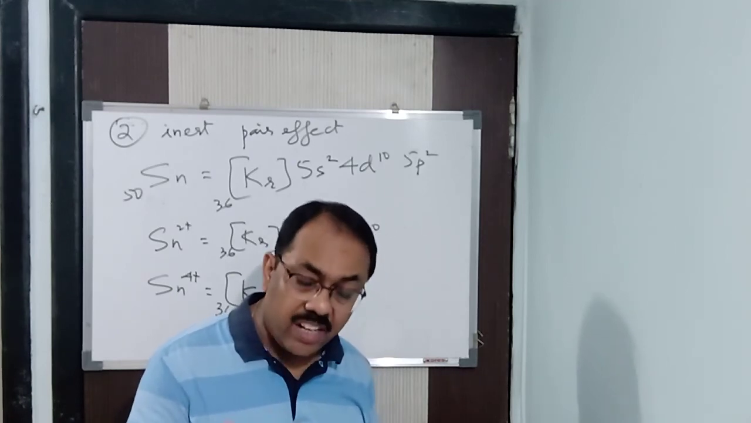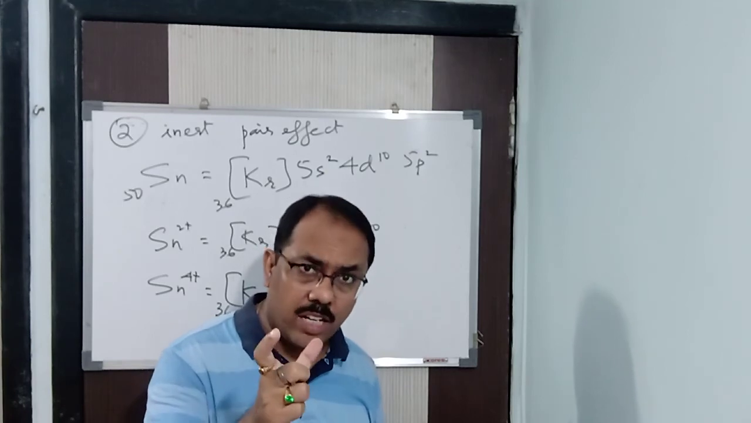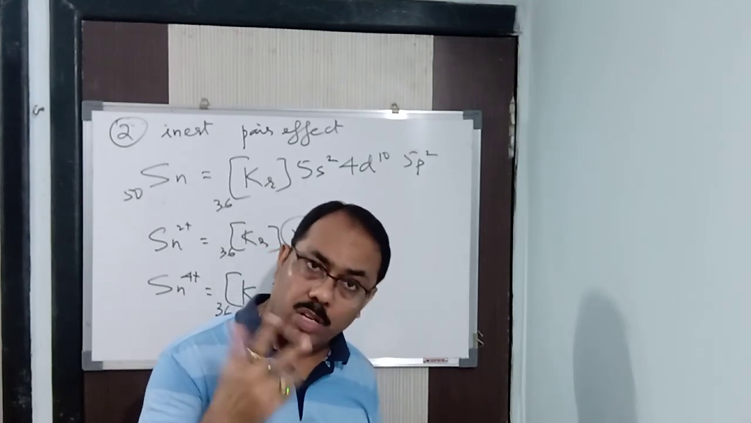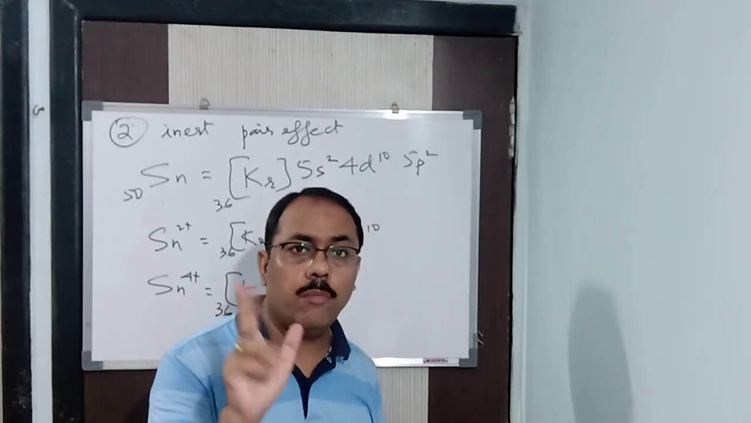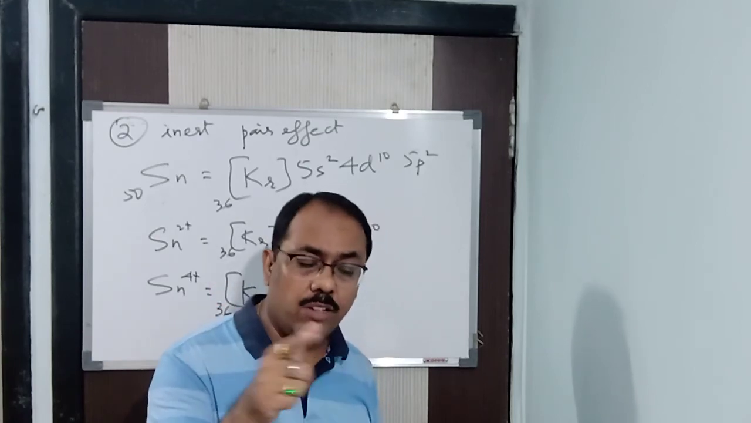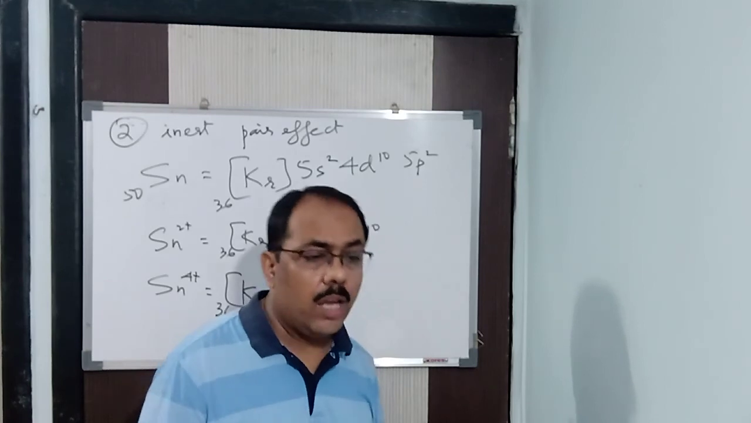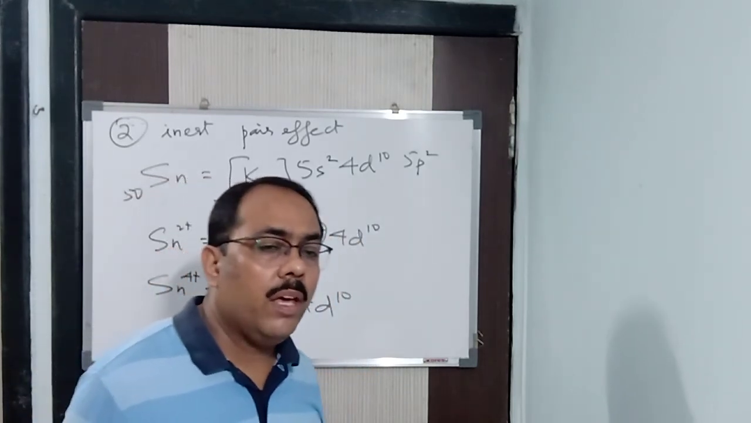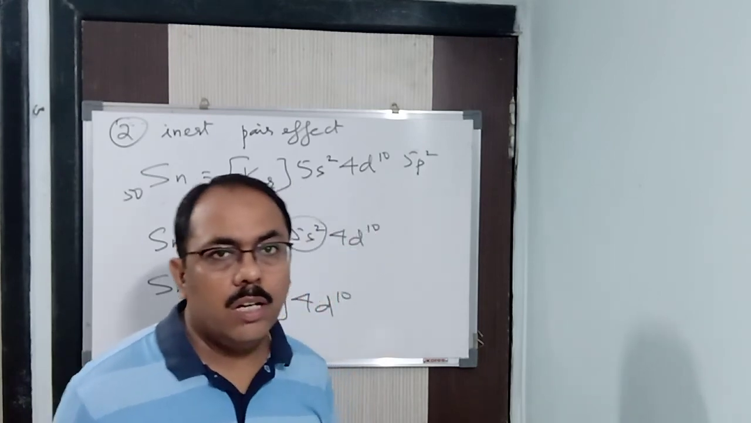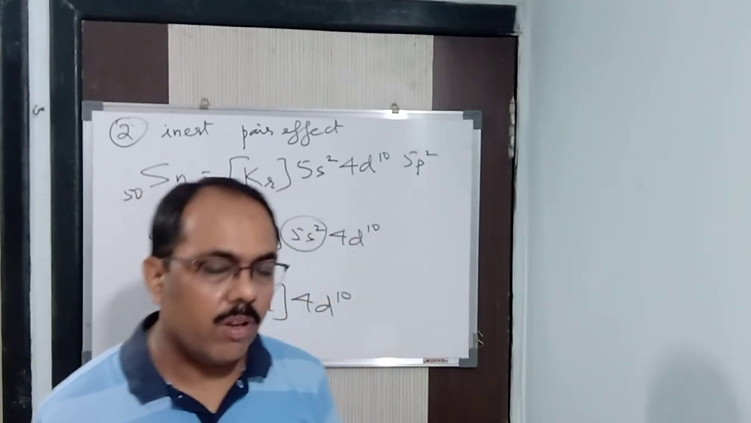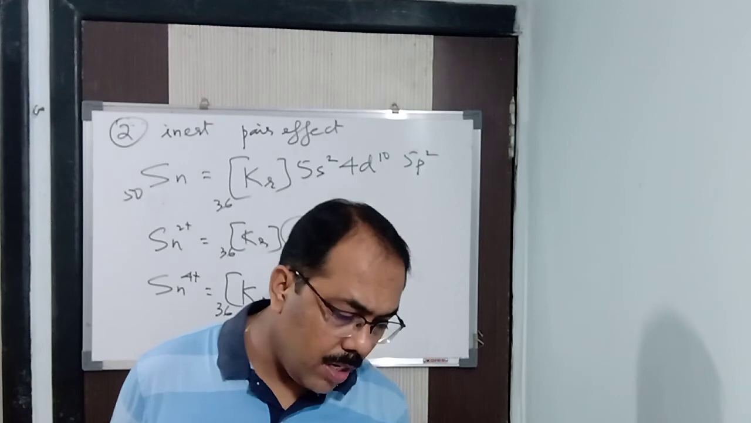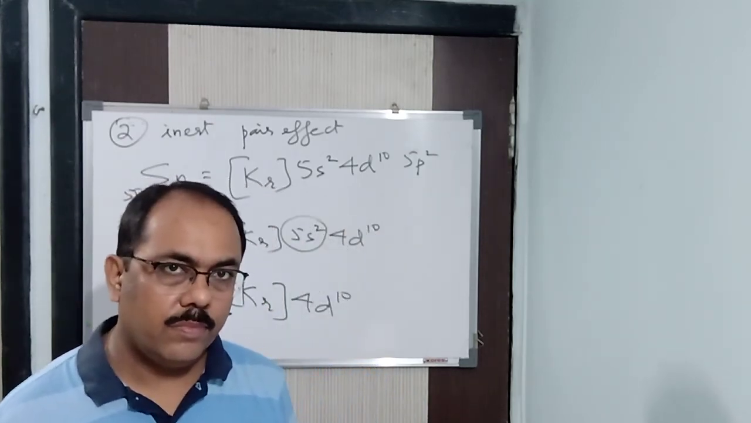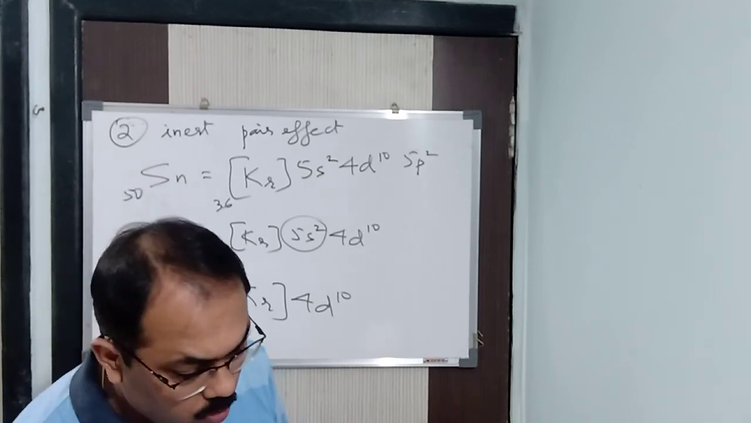How many electron pairs is it sharing? Suppose if it is sharing 1 electron pair, covalency is 1. If it is sharing 2 electron pairs, covalency is 2. Like in oxygen, 2 electron pairs it shares, so it is 2. In hydrogen, 1 electron pair it shares, so it is 1. In nitrogen, 3 electron pairs it shares, so it is 3. So the number of electron pairs which it shares with the combining atoms is known as covalency. Just like variable electrovalency, we have also got variable covalency.